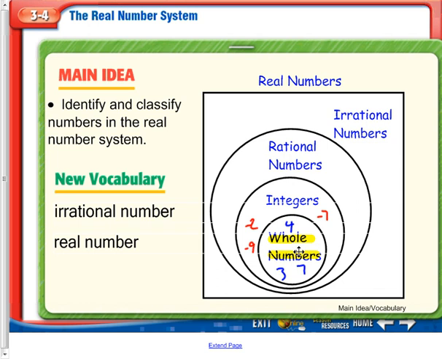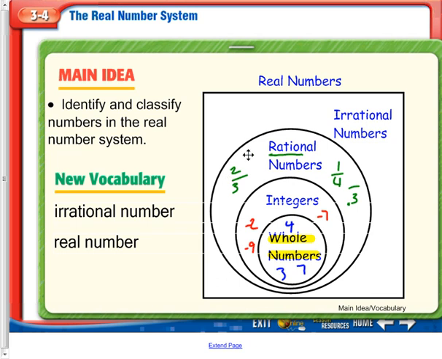Once we get to rational numbers, we start to talk about 2/3 and 1/4, and we can say 0.3 repeating because it can be written as a rational number. Again, inside the word rational, we have the word ratio, and a ratio is a fraction. So if you can write the number as a fraction, then it is a rational number.